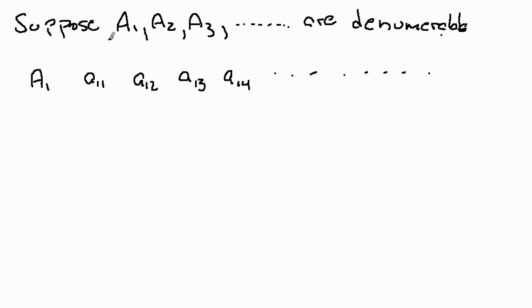Remember, the fact that A1 is denumerable means I can give you a one-to-one function from the natural numbers to this set. Well, that's real easy. I'm going to let f of 1 be this, I'll let f of 2 be this, f of 3 be this, f of 4, etc. Now I'm going to come down here and list the elements of A2. Now remember, A2 is also denumerable, so I'm going to make a list of the elements of A2.